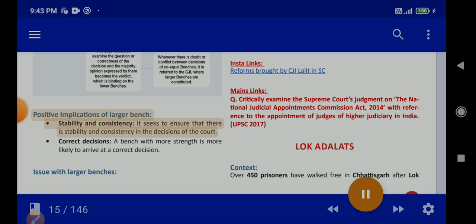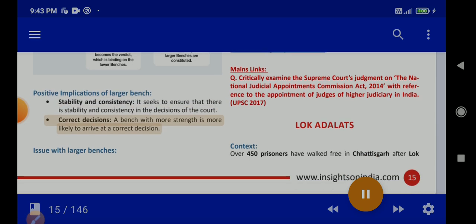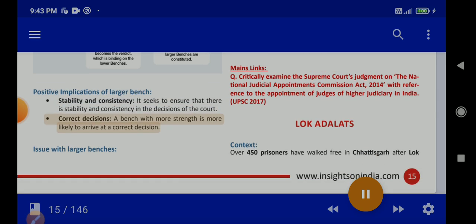Positive implications of larger bench. Stability and consistency: it seeks to ensure that there is stability and consistency in the decisions of the court. Correct decisions: a bench with more strength is more likely to arrive at a correct decision.